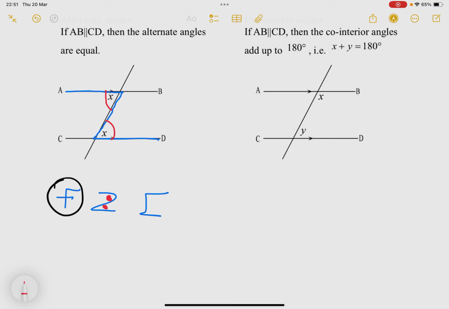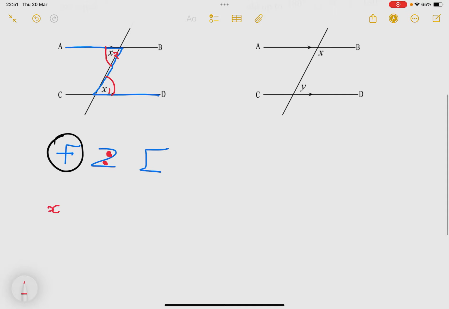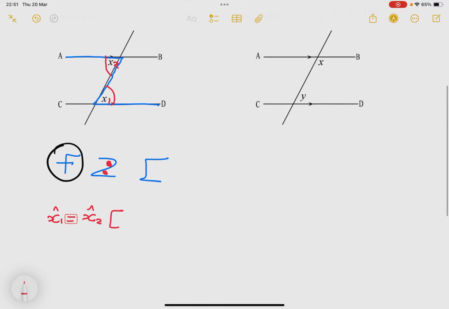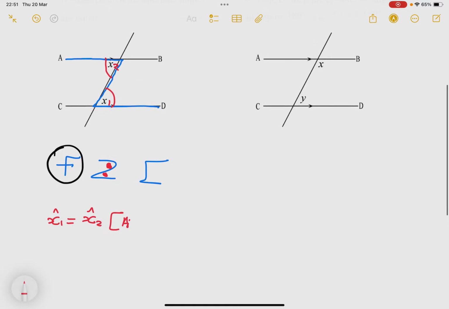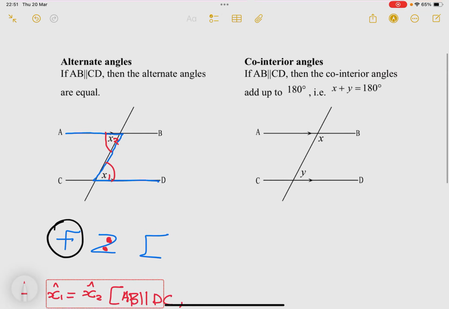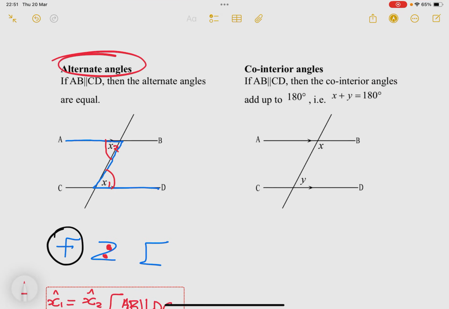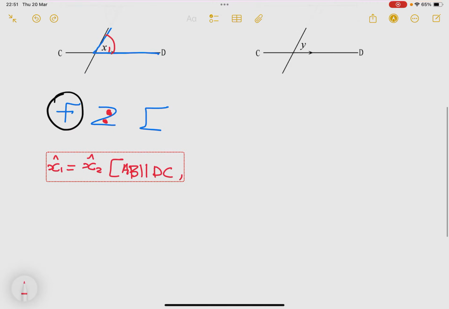So let's just call this one X1 and let's just call this one X2. So we're just going to say the angle X1 equals the angle X2. And what is your reason? You're just gonna say because AB is parallel to DC, and they are the alternate angles. So when it is a Z, we call them the alternate angles. So that's really important for us guys to know.